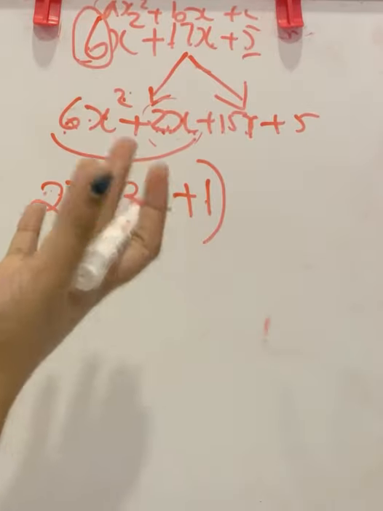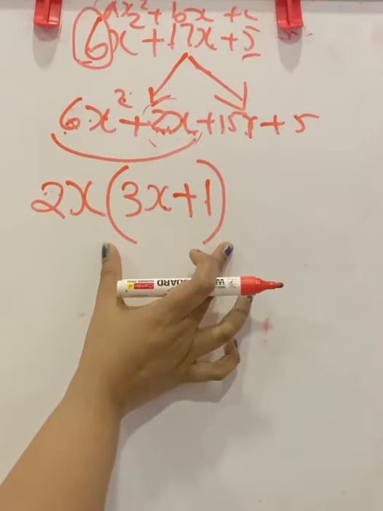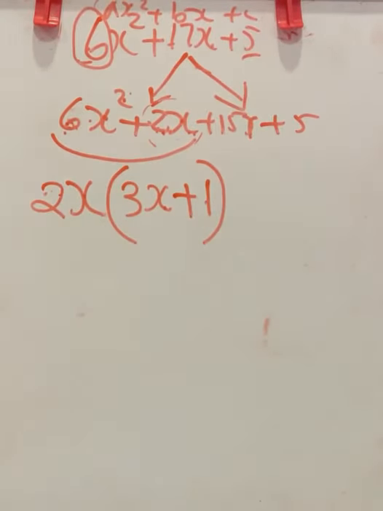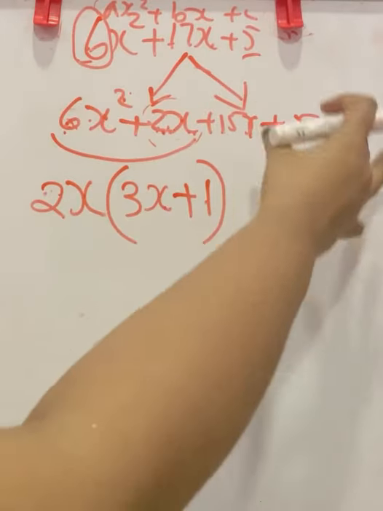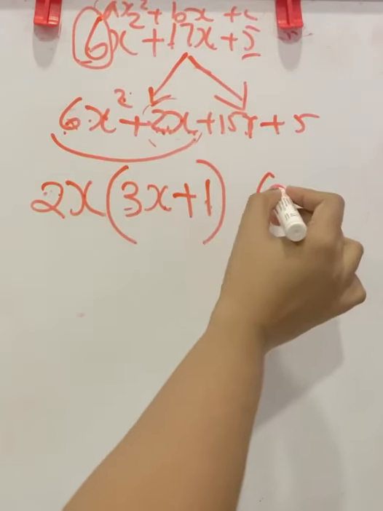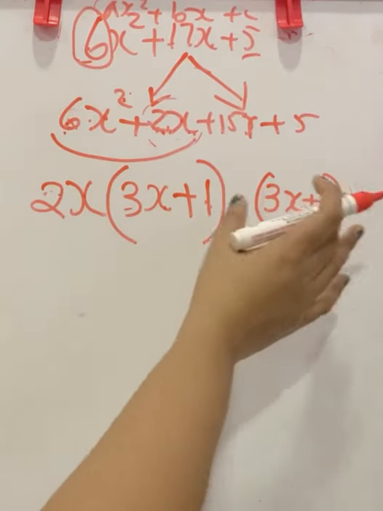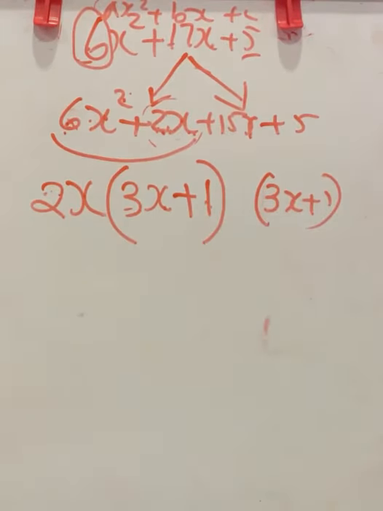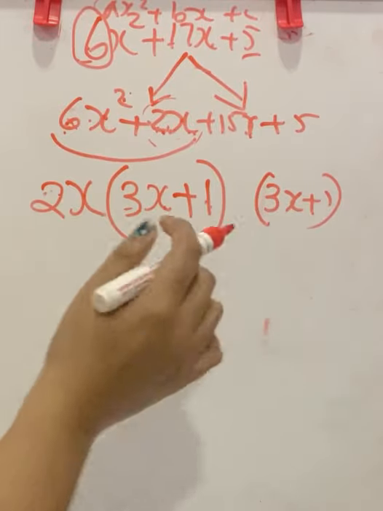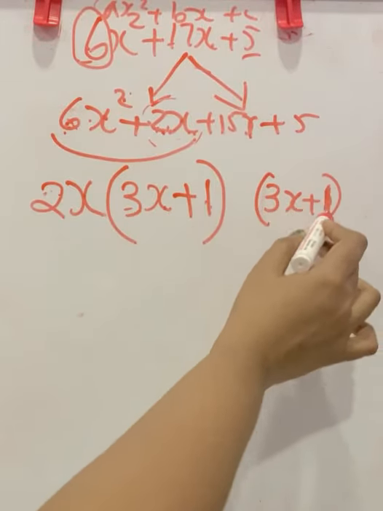Now the next thing you have to do is, here we have 3x plus 1 in the bracket. You have to write it again. That is, this bracket is written here, 3x plus 1. I will tell you why we are writing this bracket here. This is for the next step. So here we wrote 3x plus 1.